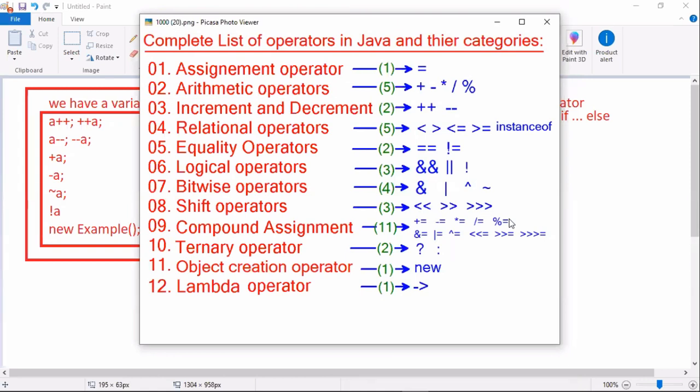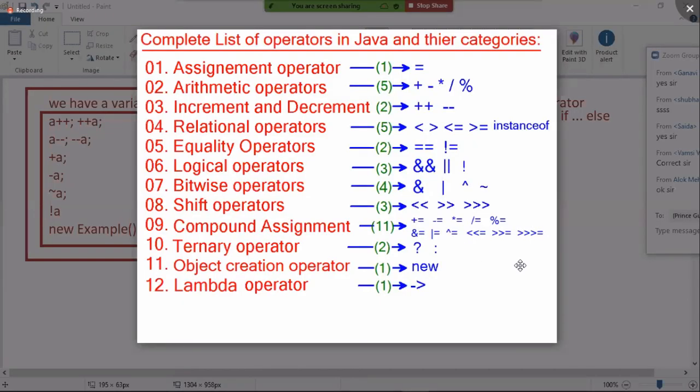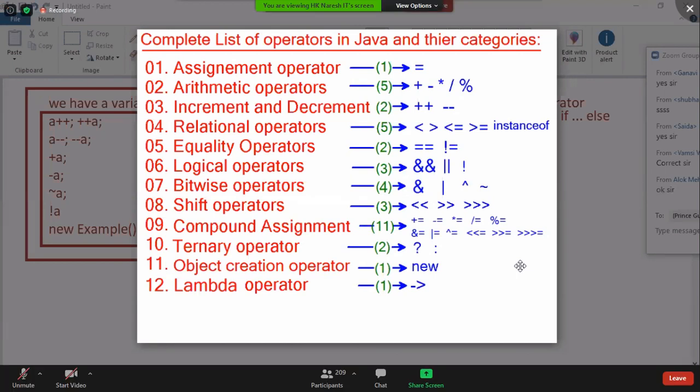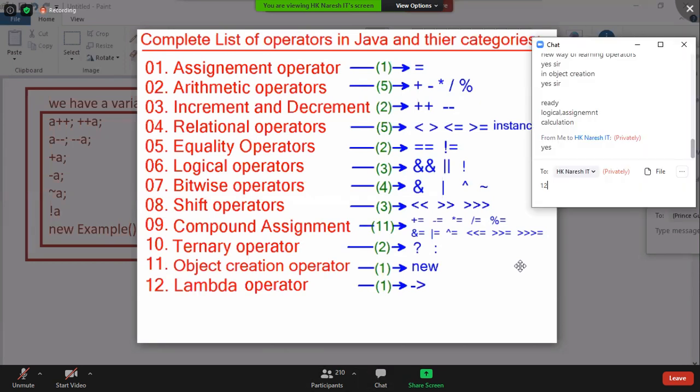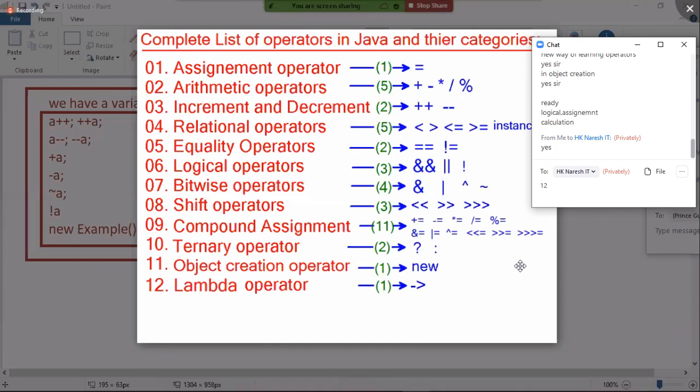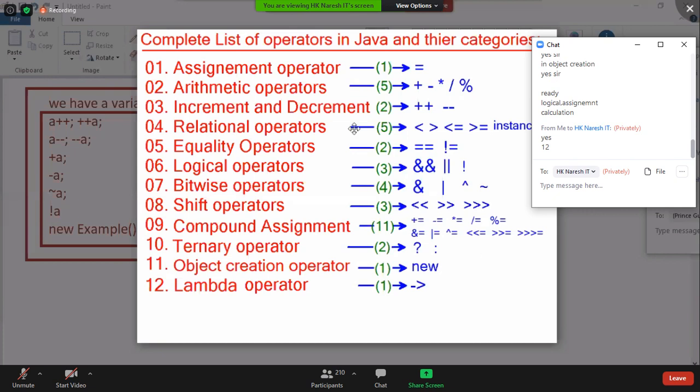Look at this table. Totally how many operators are there? Count. I will write all these operators once again. First you count. Totally how many are there? Hey, I'm not talking about the divisions. Already given 12 divisions above. I want you to count symbols. How many symbols are there?